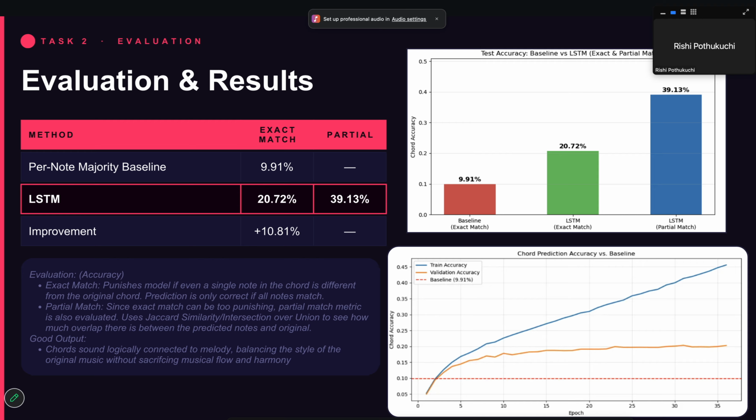However, since music is somewhat subjective, a predicted chord could sound logically connected to the melody even if it wasn't a one-to-one match. This is why we define a good output as one that has chords that simply sound logically connected to the melody and tries to balance the style of the original music without sacrificing much musical flow and harmony. To address this, our evaluation involved implementing 2 metrics, which you can see in the charts.